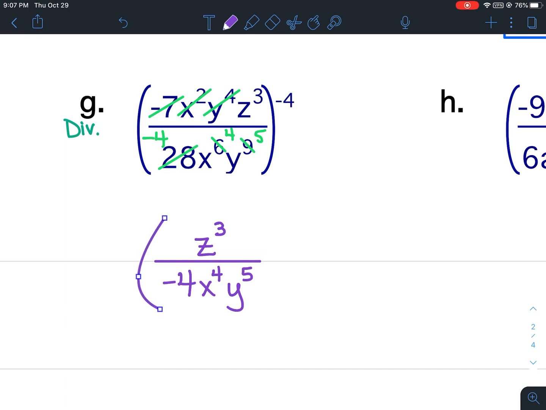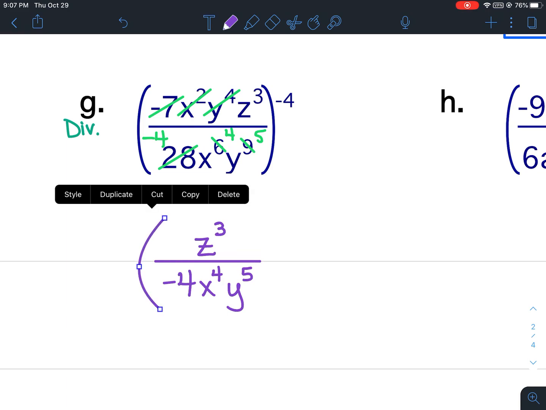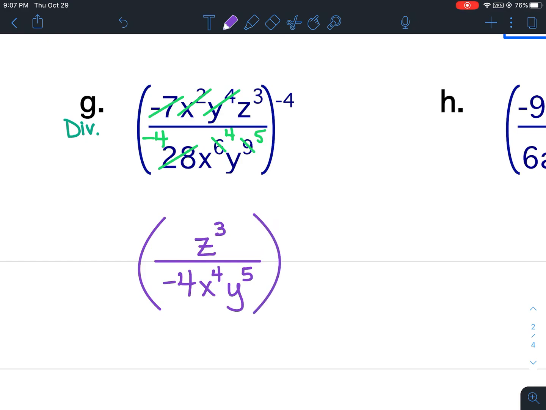All right. Then I'm still going to have this big set of parentheses with, now notice that, a negative 4 on the outside. That is something we haven't seen before. Well, now that I've simplified everything on the inside, I am ready to take care of that exponent. But it's a negative exponent. So I need to make it positive. How can I do that?